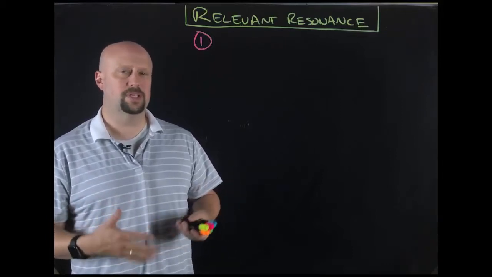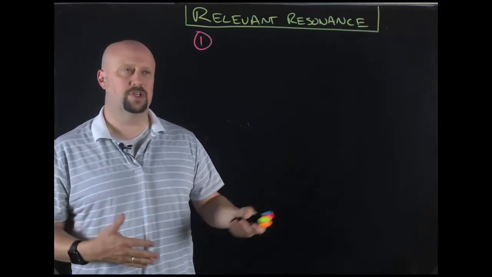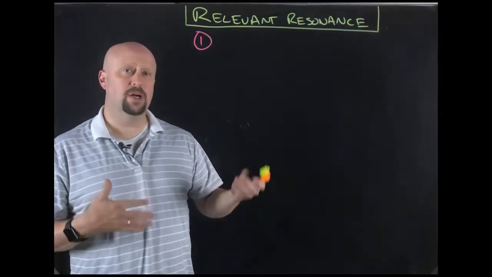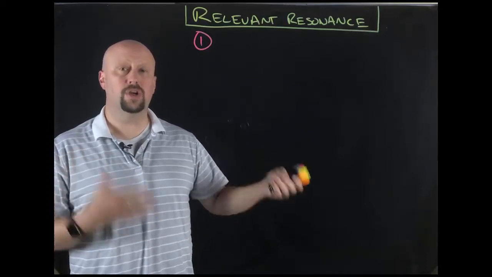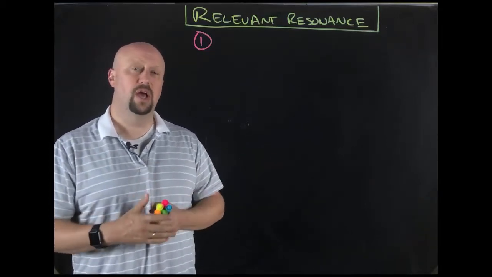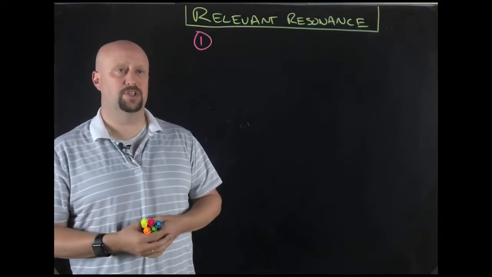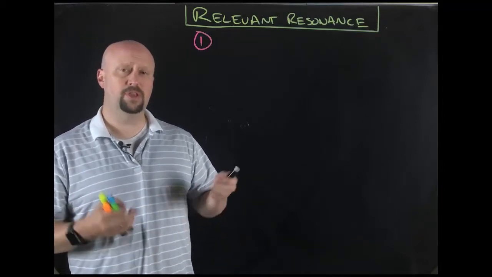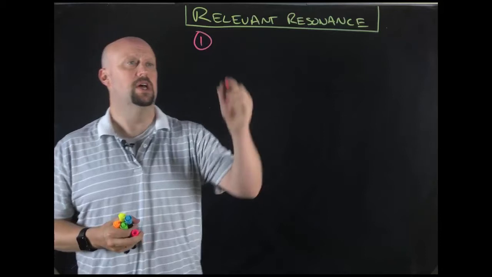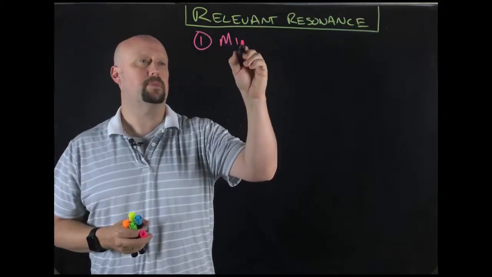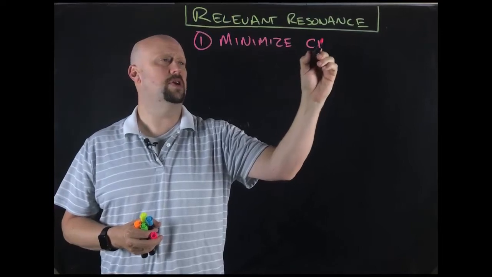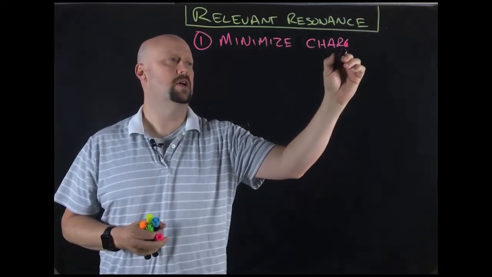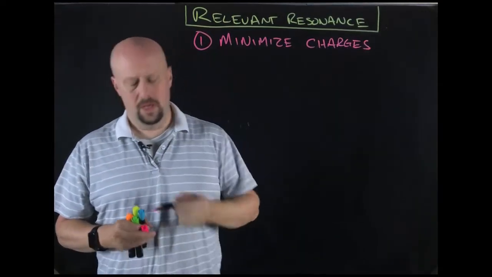So what we're going to talk about today is how to draw some resonance structures and then to evaluate amongst those resonance structures which are the most correct and which are not really an allowable resonance structure at all. There are going to be three quick rules that we're going to talk about for this. The first one is one that you essentially already knew. Okay, so the first rule is to minimize charges.